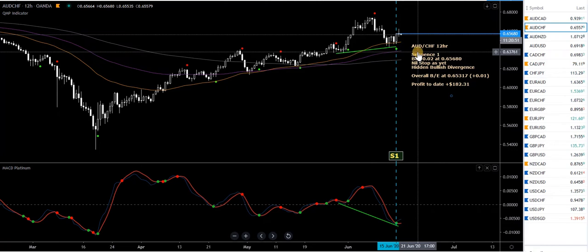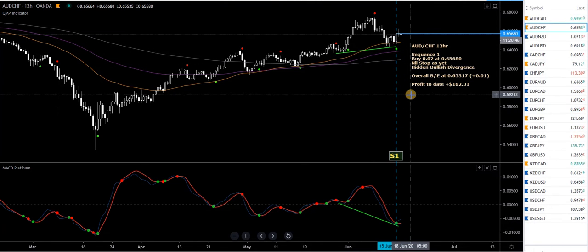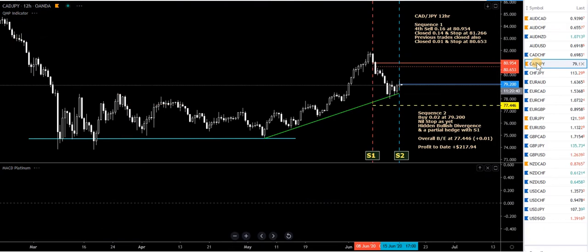So now with the Aus-Swiss, I've just got the single buy on here. Again, you can read my notes. So that's a buy left there. So sell was stopped out.